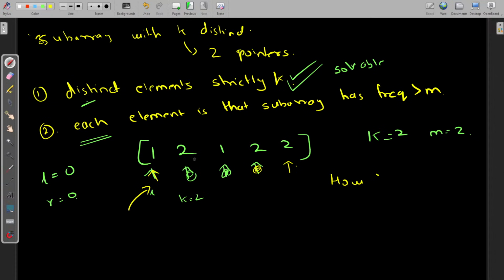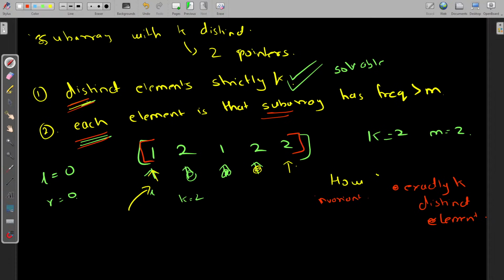You can see for both of these conditions to satisfy, there is one invariant. What does an invariant mean? Invariant means things which never change throughout the problem. So the invariant which you can see is that both of these subarrays will have exactly k distinct elements. The size of these subarrays might be different.